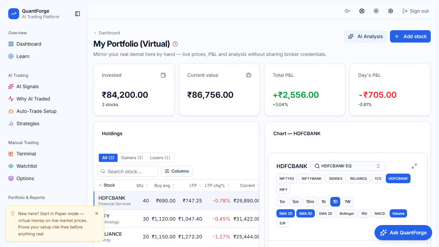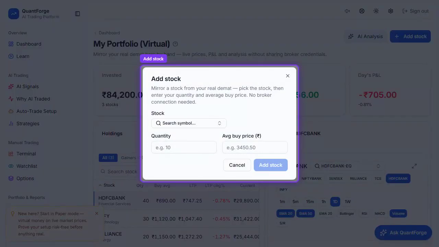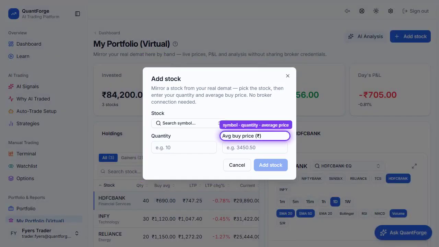Let us add one. What do I need? 3 things, and you will find all 3 on your broker's holdings screen. The symbol, the quantity, and the average price you paid. Average price, not what I paid on the day I bought? Average, because most people buy in installments. 10 shares at 900, 10 more at 1100, your average is 1000. Your broker already shows you that figure, so just copy it across.